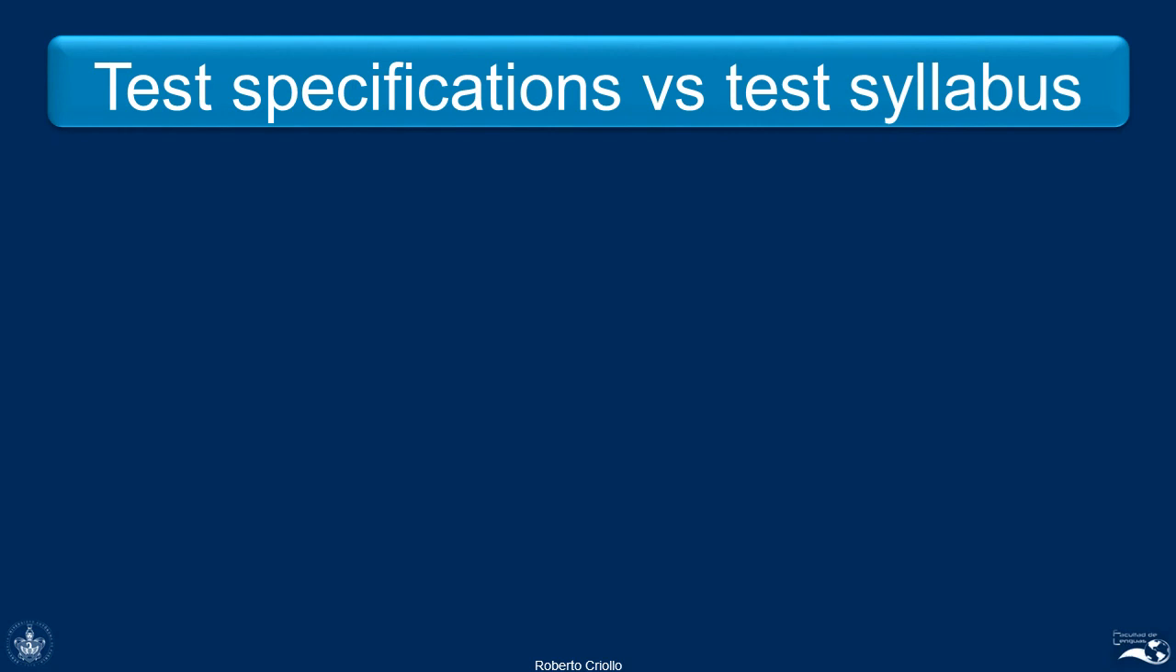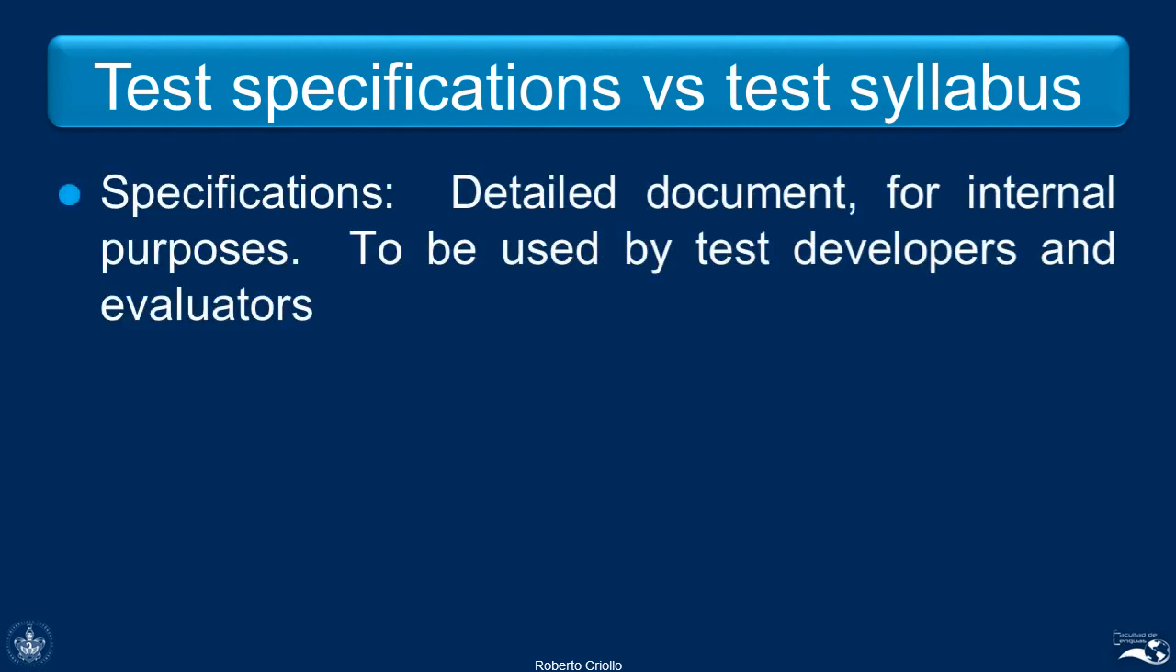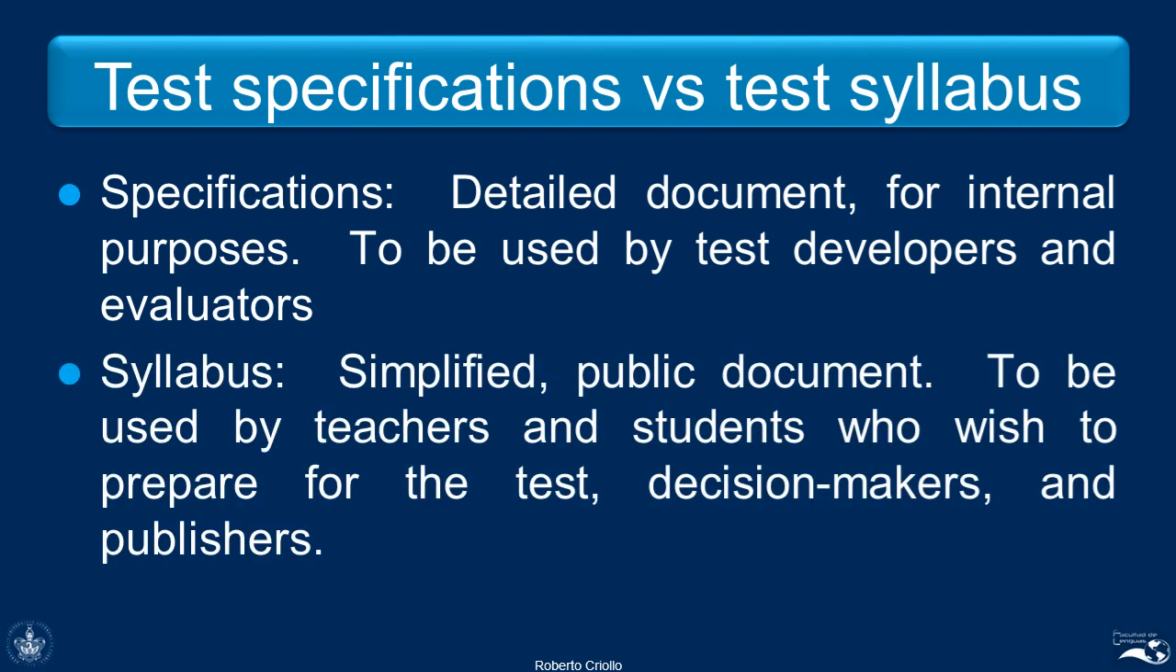I want to make a final distinction between test specifications and test syllabus. First of all, test specifications, ladies and gentlemen, refers to a detailed document that is only for internal purposes and that is going to be used only by test developers and evaluators. The second kind of document, a syllabus, is a simplified document. It's public, everybody can see it, and this document can be used by teachers and students who wish to prepare for the test, by decision makers, and of course by test book publishers.